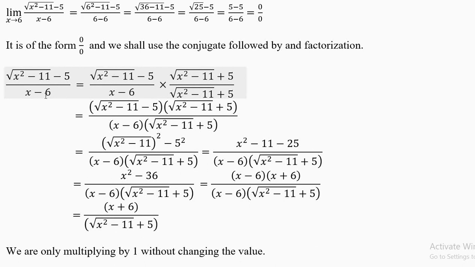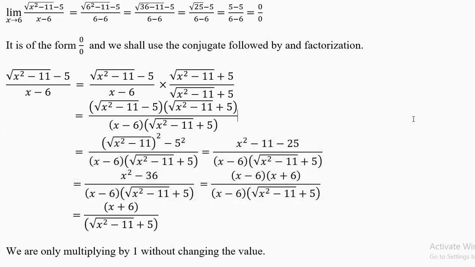Now here what is it? Don't worry about x minus 6. Conjugate means the square root should be there. This minus 5, the conjugate will be plus 5. Now multiply just like before. It is minus here, plus here. This means square minus square. 5 square. Now when you square, the square root goes away. x square minus 11 minus 25, which is minus 36. You will get x minus 6 into x plus 6.